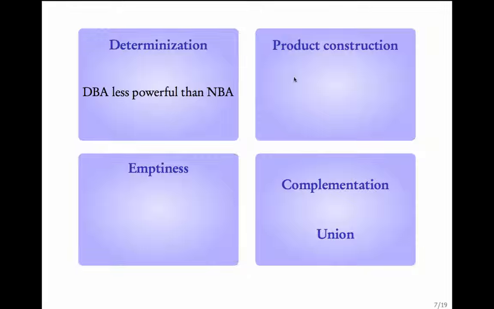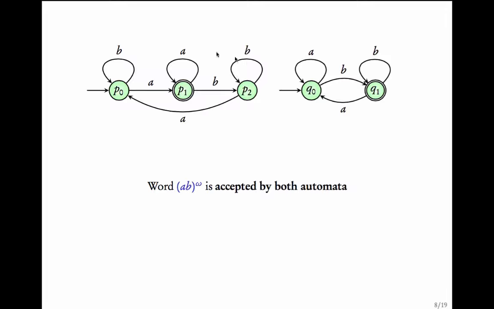Let us now look at the product construction and see what happens. Consider these two automata. What is this automaton? On an A, it goes to this accepting state. As long as it sees a B, it keeps looping here. On an A, it comes here. And as long as it sees a B, it stays here. Again on an A, it comes here. And when it sees an A, it keeps looping here. So this automaton accepts all words where A occurs infinitely often.